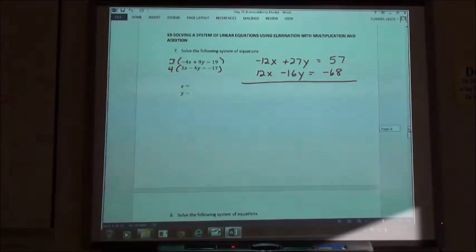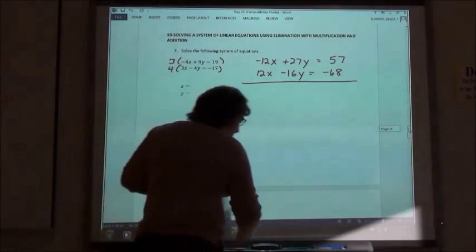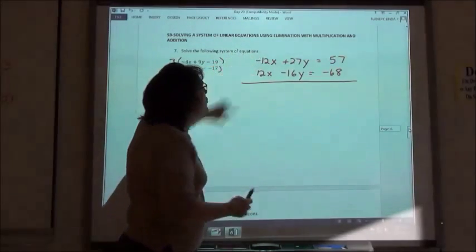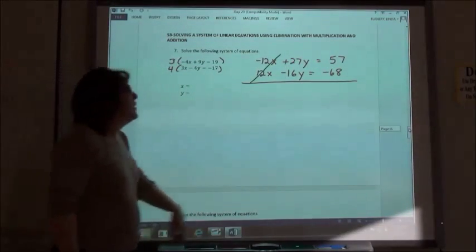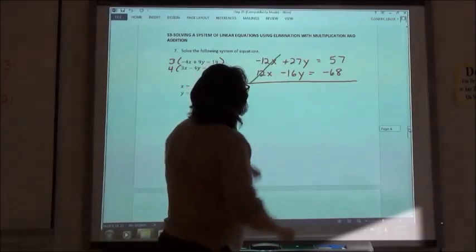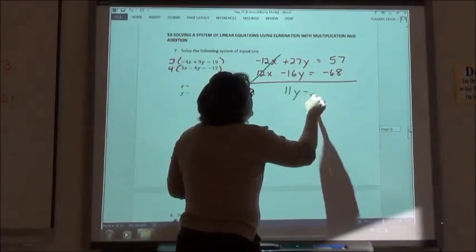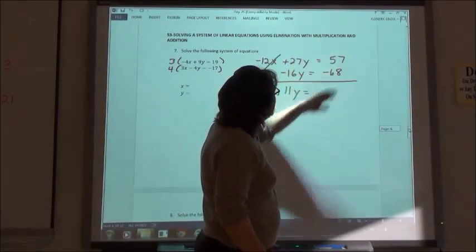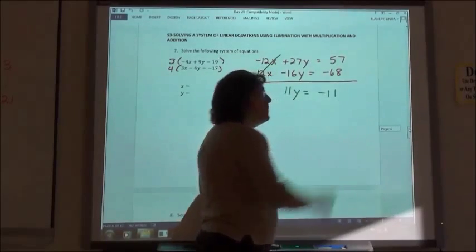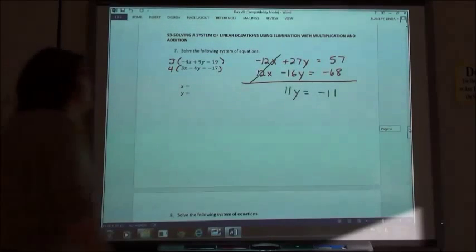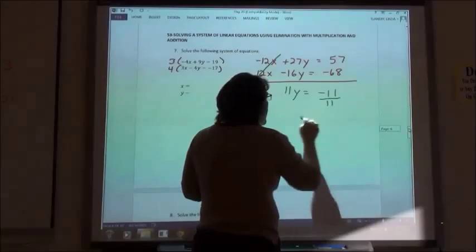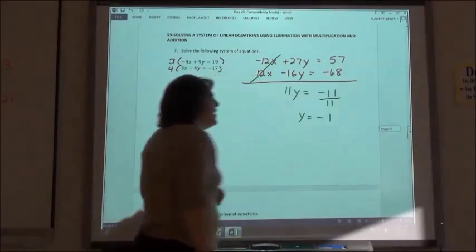Now I'm going to get rid of the x's by adding those two expressions together. Negative 12 plus 12 would give me 0 x's, or get rid of the x's. 27 minus 16 would be 11y. 57 minus 68 is negative 11. And then all I have to do to solve that is just divide by my coefficient. So negative 11 divided by a positive 11 is going to give me negative 1.